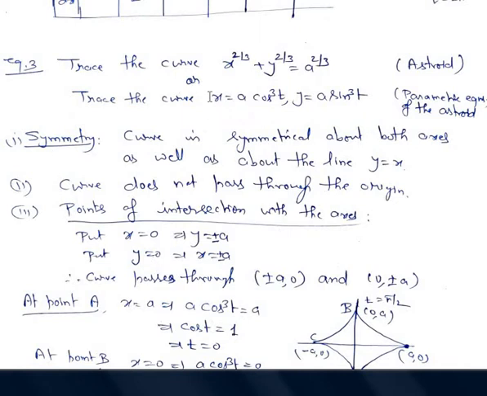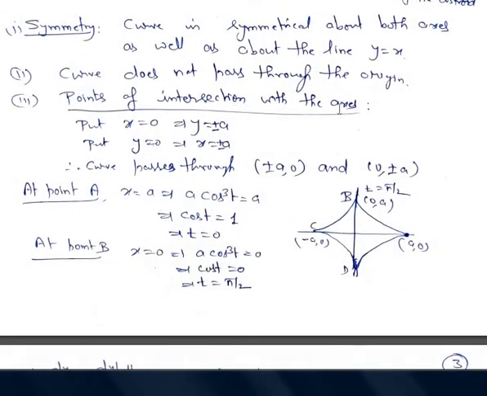Now you can check from here that the curve is symmetrical about both axes as well as about the line y = x. (0, 0) does not satisfy this equation, therefore the curve does not pass through the origin. Points of intersection with the axes: if you put x = 0, you get y = ±a, and if you put y = 0, then we get x = ±a. So the curve passes through (±a, 0) and (0, ±a).